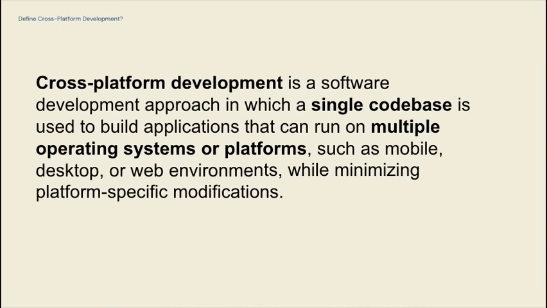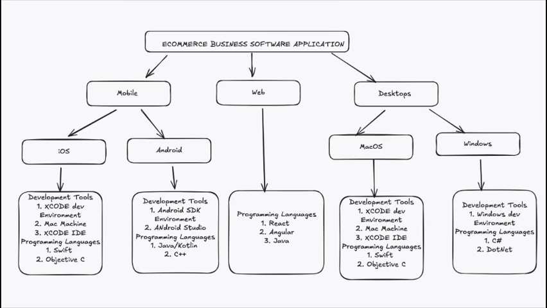Now the question comes, why do we even have to maintain a single code base for running on multiple operating systems? Let's try to understand this scenario with an example. Let's say we are creating an e-commerce business software application. It's a digital platform and it needs to be available on different devices like mobile and web desktops. In mobile, we have different operating systems like iOS, Android, and on desktop we have Mac OS, Windows, and web needs to run on different browsers.